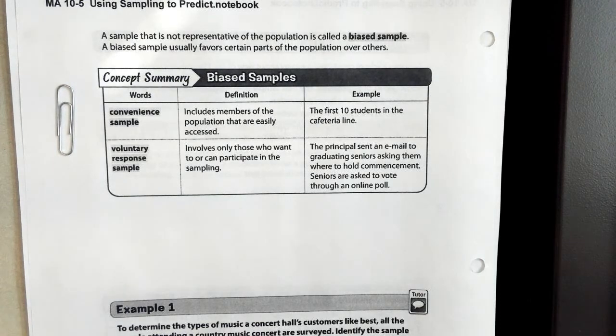Another one that's biased is a voluntary response sample. This involves only those who want to participate or can participate. So examples are like when you send out an email and ask people to complete the survey.